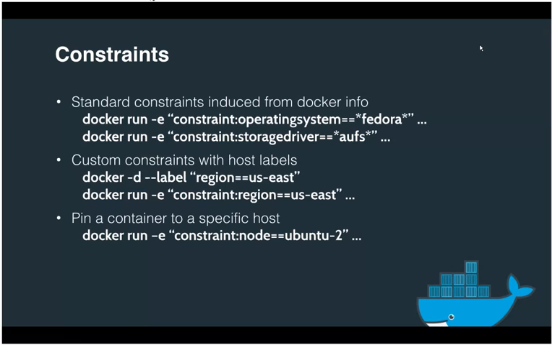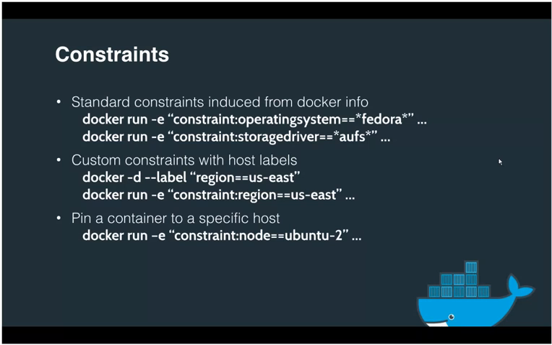So we're going back to constraints. As you know, when you do docker info on the machine, you will have a bunch of information. For example, you will see the operating system, the storage driver that is used, and a bunch of other information. And you can naturally use this information to specify constraints. For example, if you do a docker run -e constraint:operatingsystem==fedora, it will try to pick a node with Fedora on it. Same if you do Ubuntu, or the example with AUFS, it will try to find a machine with the AUFS driver.